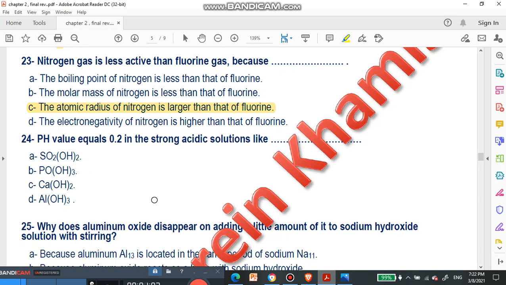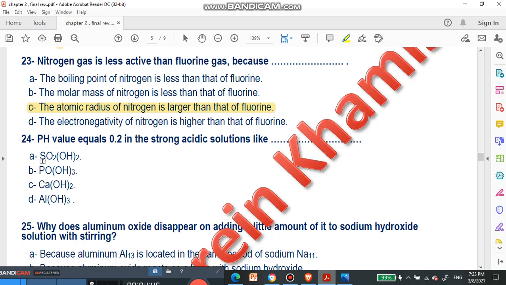Okay, let's go into question number 24. Here we have a pH value of 0.2 in strong acidic solutions. If we are going to talk about the strengths, the strongest acid has a high number of oxygen atoms. So here C and D are not our choices. We have here A and B. Let's concentrate on them. Strongest acid means that it has more oxygen atoms.